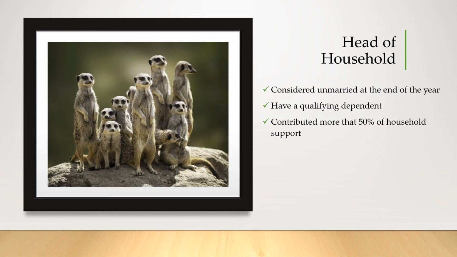Of our two special filing statuses, the first one we will discuss is head of household. In order for a taxpayer to file as head of household, they must be considered unmarried at the end of the year, and we'll talk more about an important caveat to this in our next slide. They must also have a qualifying dependent, which we'll discuss in a couple of slides what that means. And they must have contributed more than 50% of the household support.